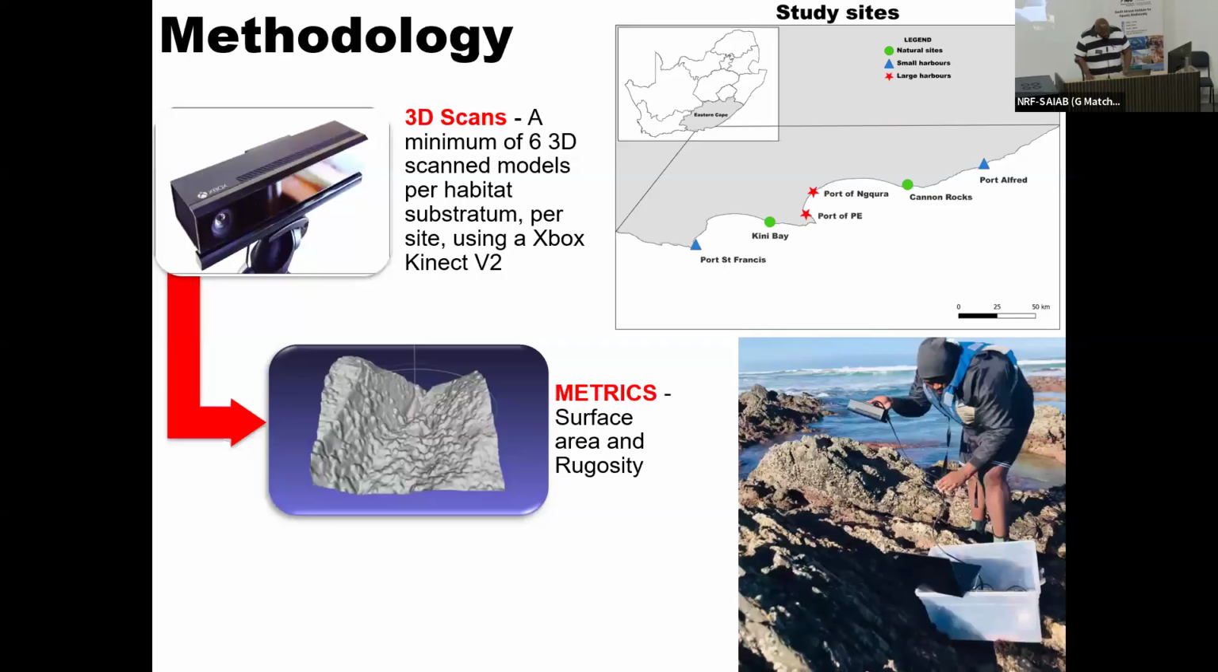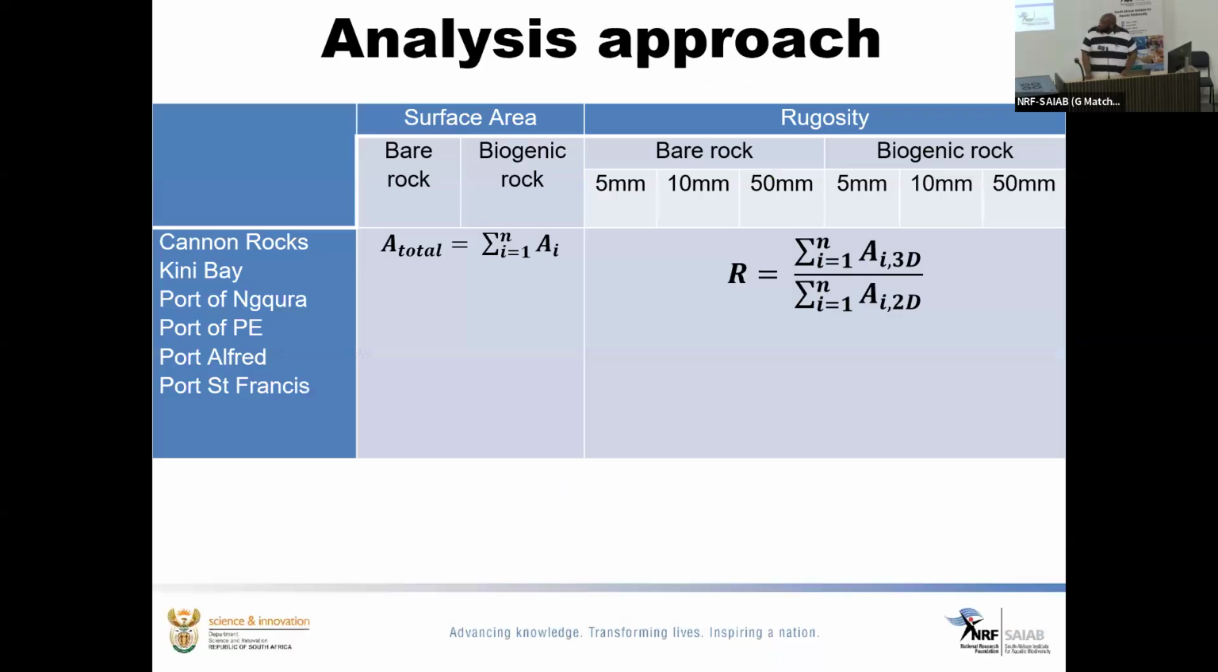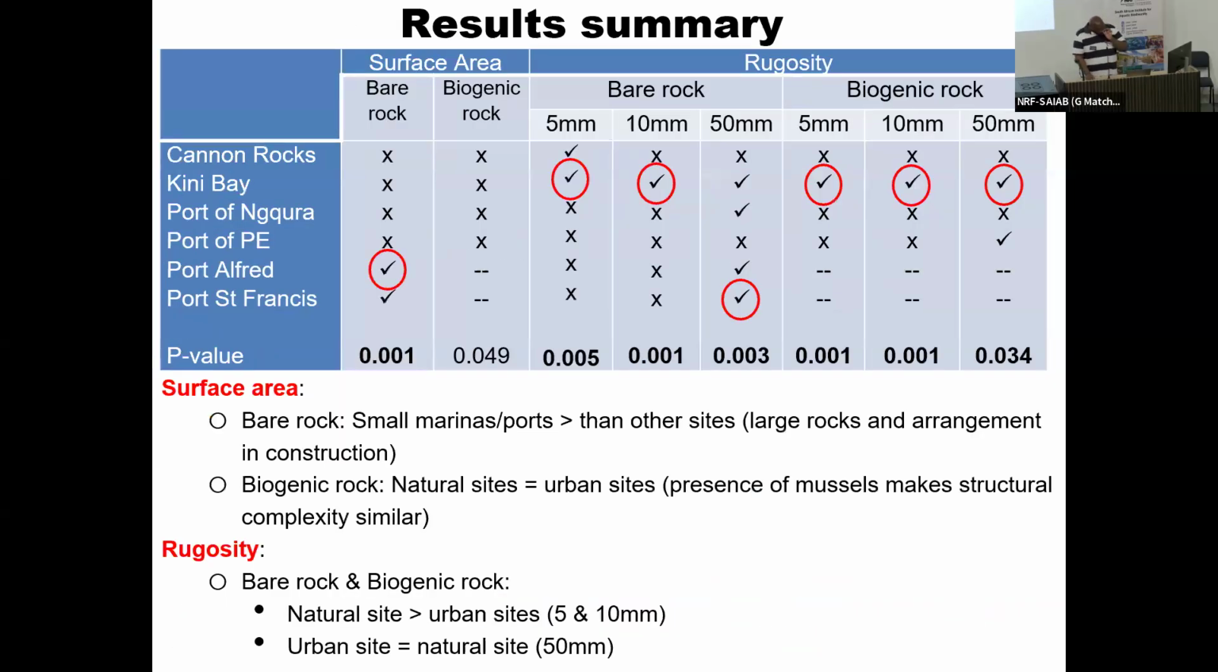This was done across 6 study sites: the small ports, which are Port St Francis and Port Alfred, the natural sites, which are Kinney Bay and Cannon Rocks, and then the large harbors, Port of Ngqura and Port of PE. This was done by using the Xbox Kinect V2 scanner, where I scanned a minimum of 6 3D scan models per habitat substratum per site, and I looked at 2 metrics, surface area and rugosity. Under both of those metrics, we looked at bare rock and biogenic rock. And then for the rugosity, we added multiple scales, which are 5, 10, and 50 millimeters, across all the 6 study sites. These are the results.